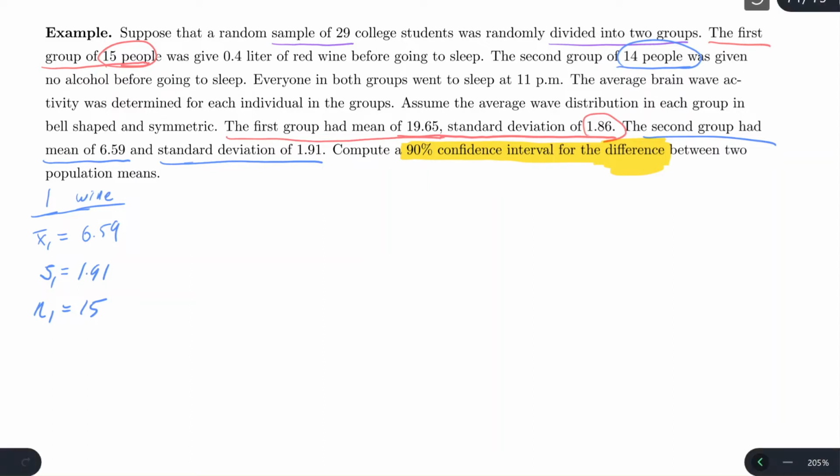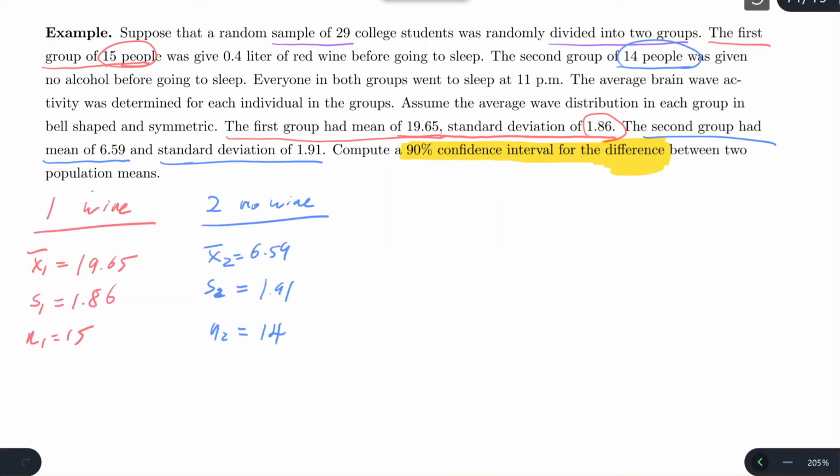Oh, I switched the color. Let me fix that. I underlined the red for. So let me fix it real quick. So here are the organized data: group 1 with wine, group 2 with no wine or no alcohol.